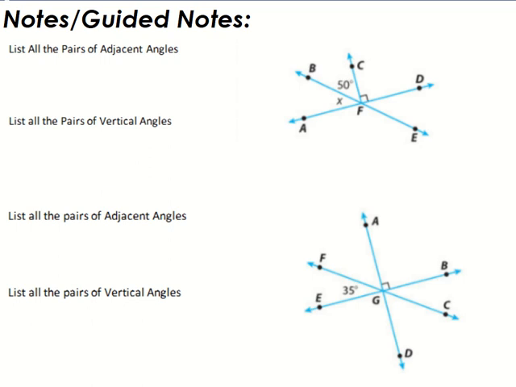So all pairs, okay? So let's just start with this one right here, okay? So this is what we would call angle A.